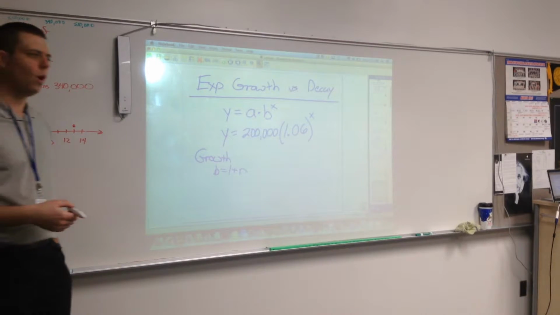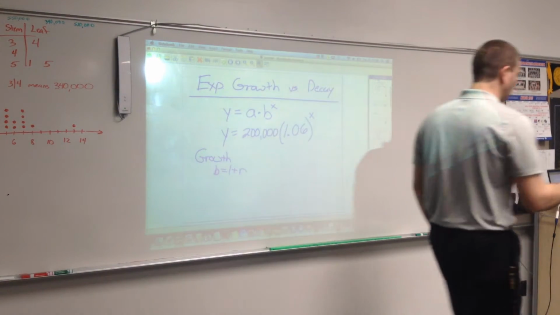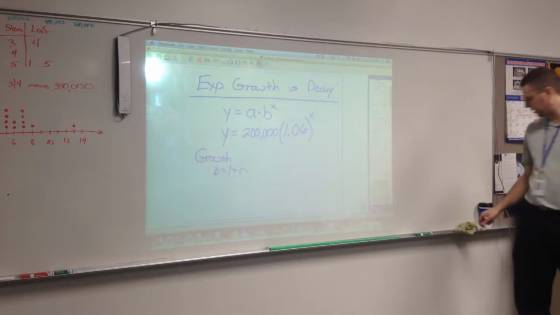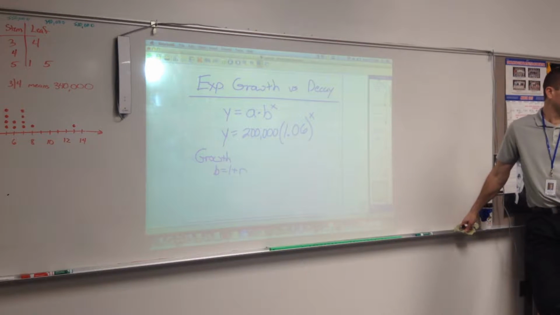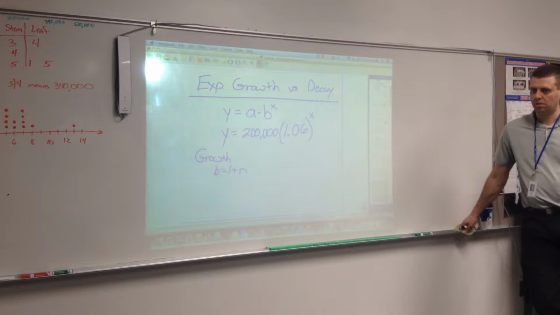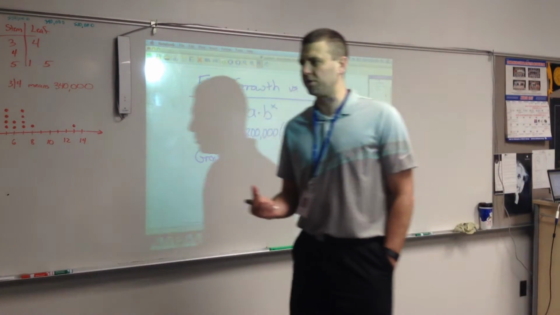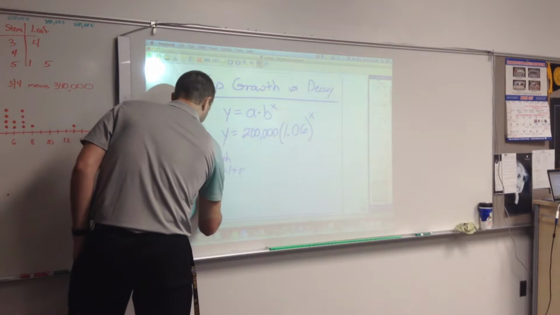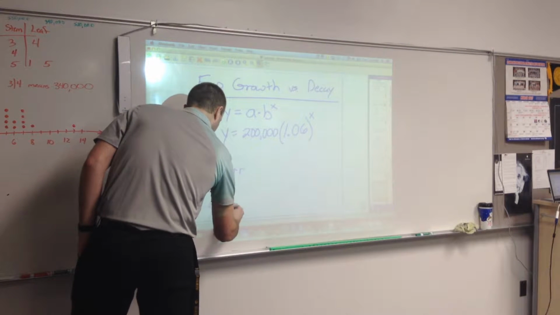What if you were in a neighborhood where the houses were losing value? Let's say they were losing 6% of its value each year. What would our B value be if something is losing 6% of its value? 1 minus the rate, or in this case, 0.94. Because if something loses 6% of its value, it's still worth how much percent of its value? 94% of its value, right? So decay, your B value will be 1 minus the rate.